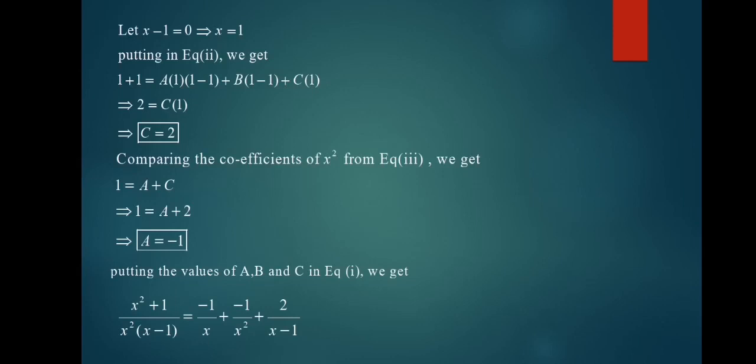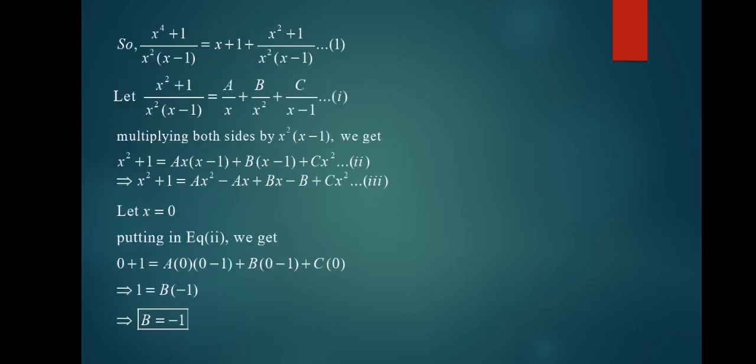Now since we have applied the zero method over the two linear non-repeated factors, but still we have one unknown to be determined, for this we will compare the coefficients of x^2 from equation number 3. In equation number 3 we have 1 with x^2 on the left hand side, so it will be 1 = A + C.